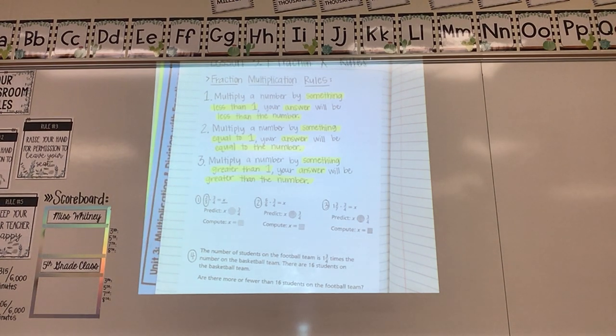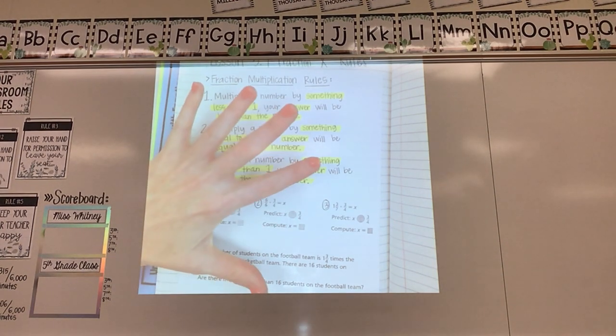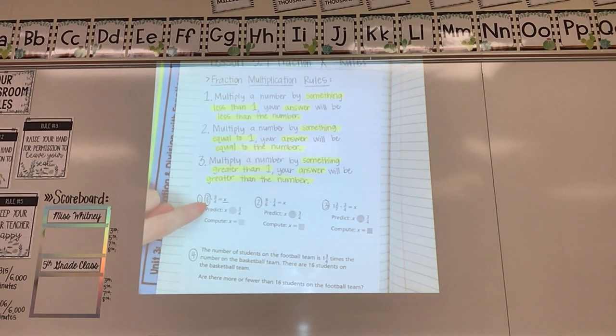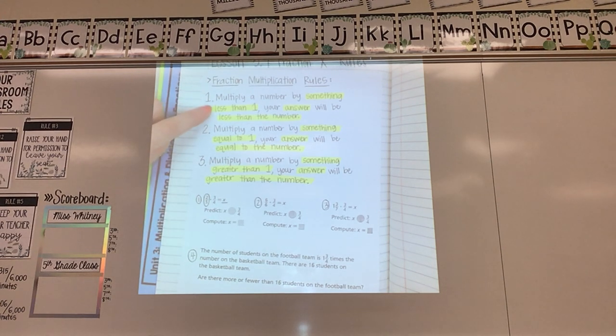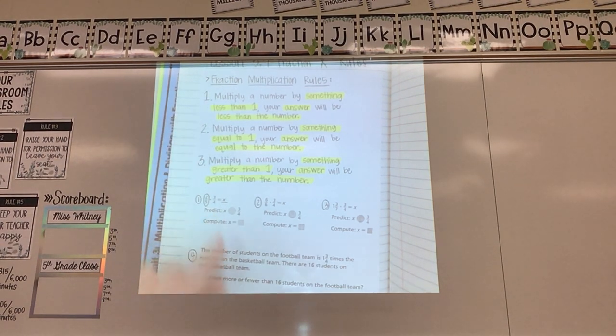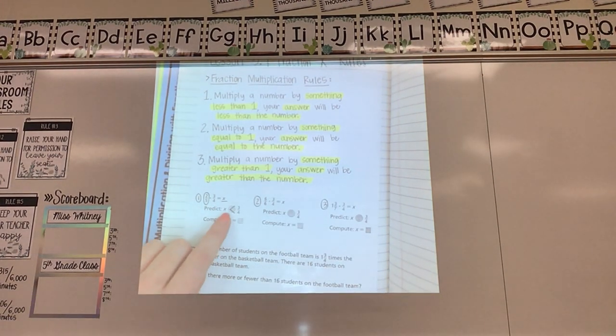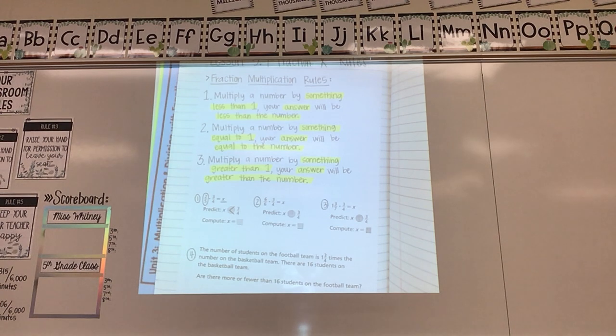Remember, you can think about a pizza. If I ate 2 out of the 5 slices of pizza, I ate 2/5. Did I eat less than 1 pizza, 1 whole pizza, or more than 1 pizza? 2/5 is less than 1. So I'm going to put the less than sign. Remember, less than means the little part comes first. Then it says compute. That just means I find the actual answer, and we know how to do that already.